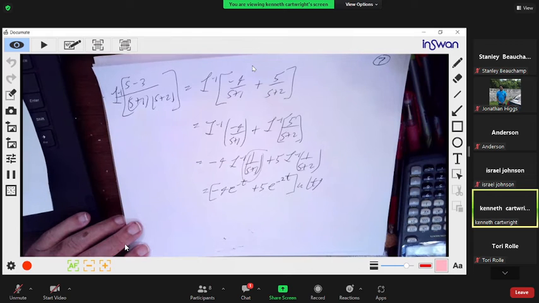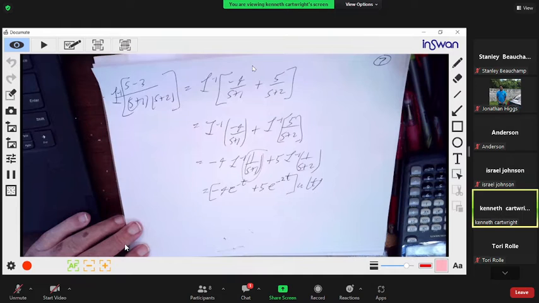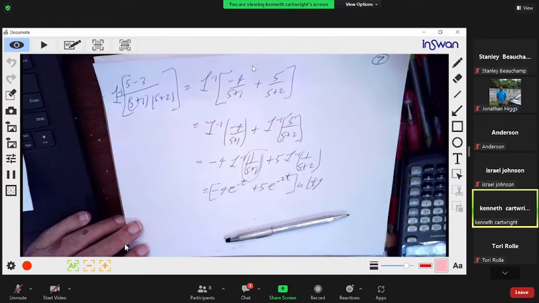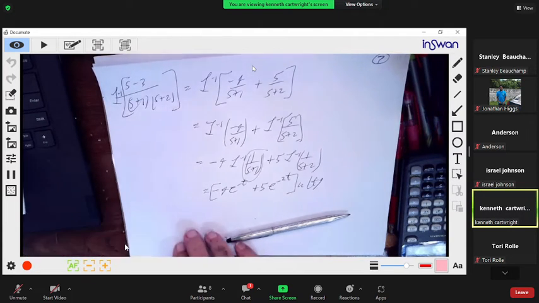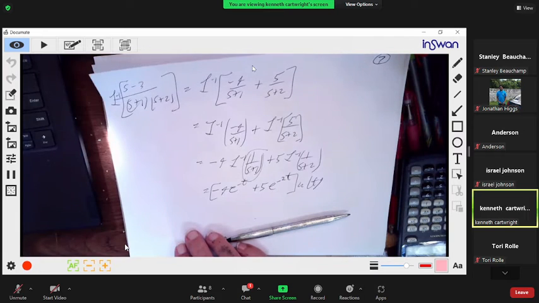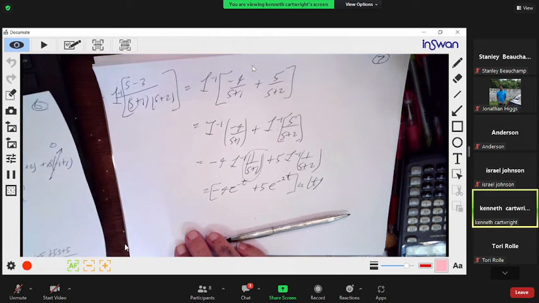Now, this is another method. This is a partial fraction expansion method. We use this with quadratics that have real roots, real and unequal roots.